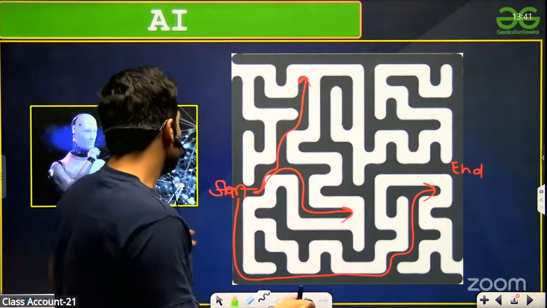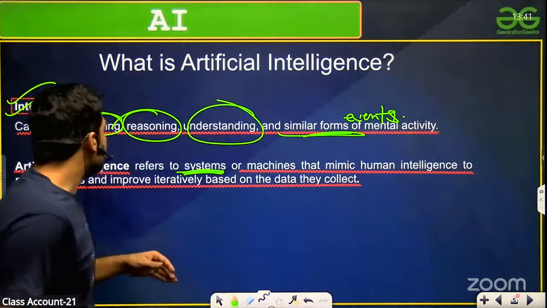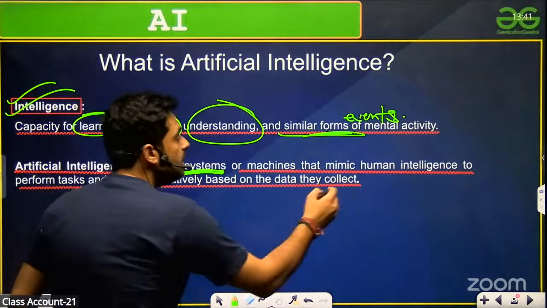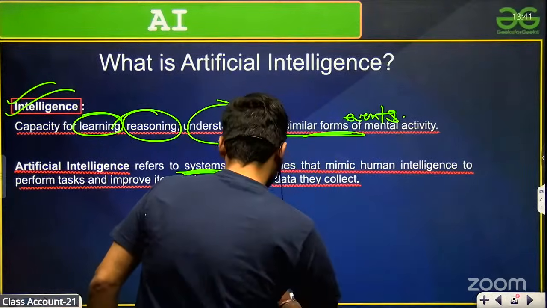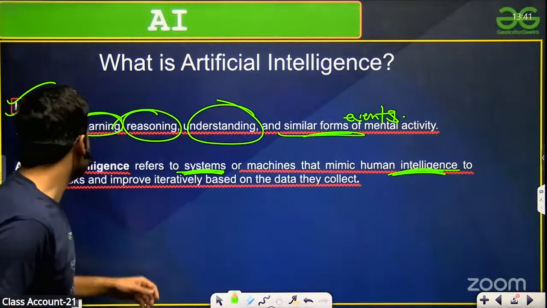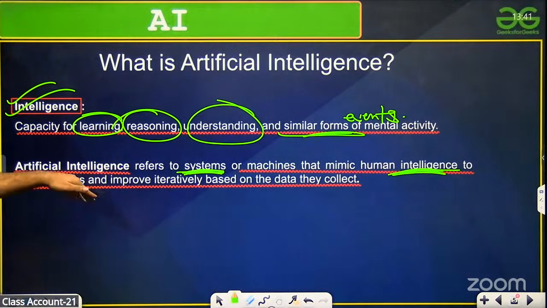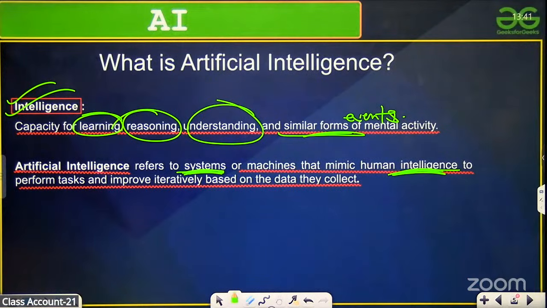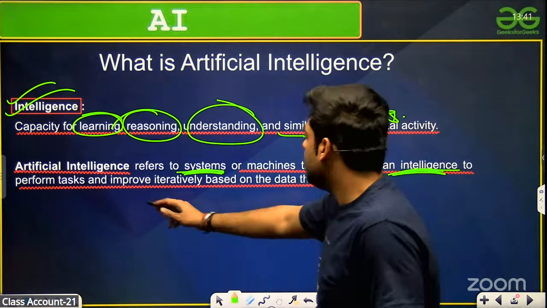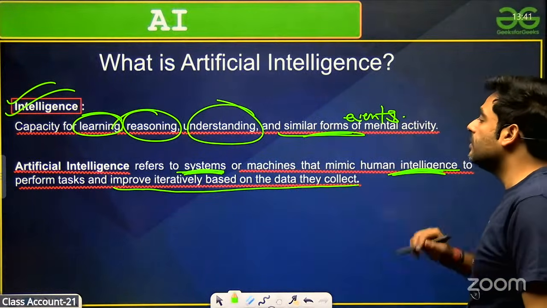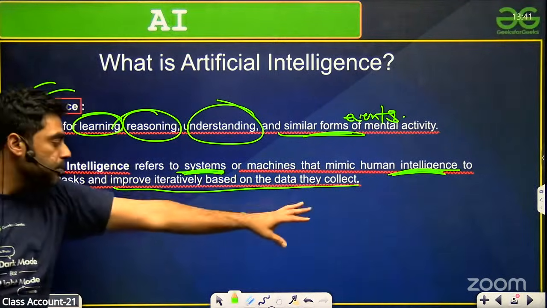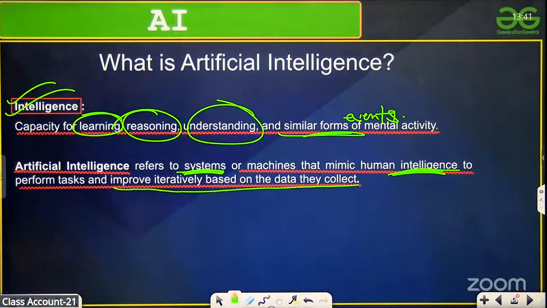So what is artificial intelligence? It refers to the system or machine that mimics human intelligence to perform tasks. These tasks and events could be anything, and they improve iteratively based on the data they collect.